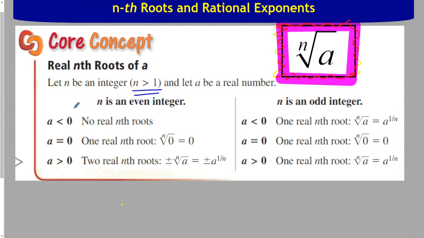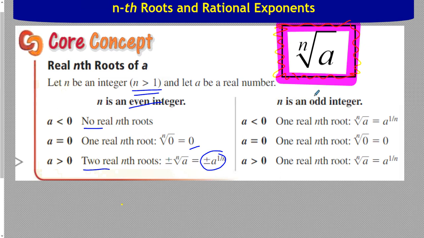If n is even, and a is negative, then there will be no real roots because we're taking the square root of a negative number, right? Because it's an even number. So square root, fourth root, sixth root, you can't have negatives in there. If it's equal to 0, then there's only 1, and it is 0. If it's bigger than 0, you're going to have 2 roots, plus and minus a to the 1 over n.